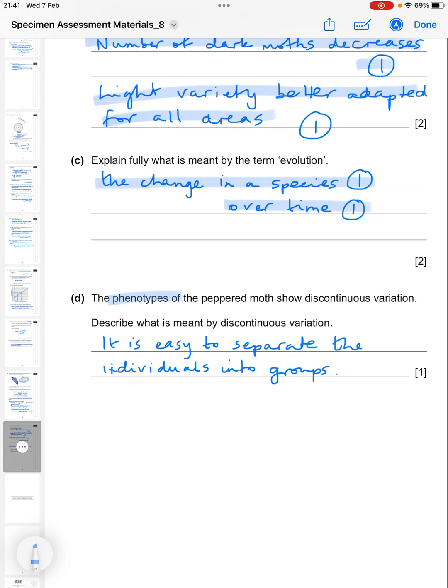And then the phenotypes of the peppered moth show discontinuous variation. Phenotype, of course, is the physical appearance. So it says describe what is meant by discontinuous variation. And what you're going to say there is something about groups. So I've said it's easy to separate the individuals into groups with discontinuous variation.